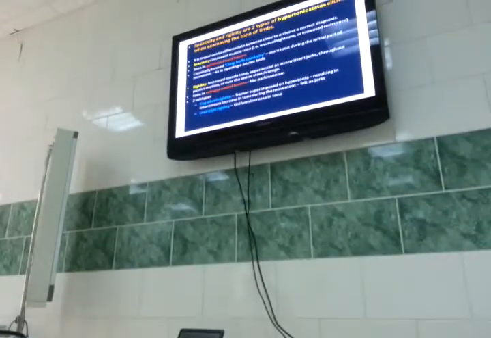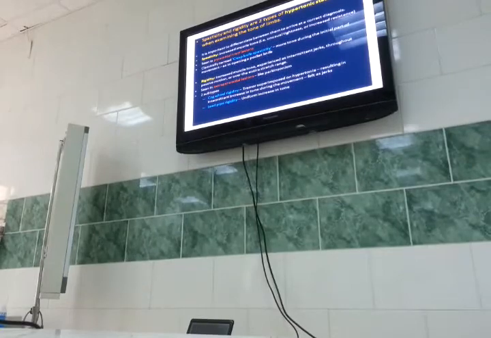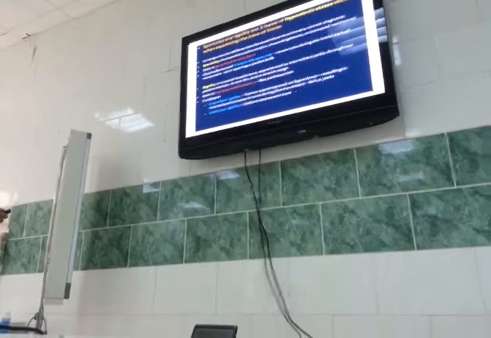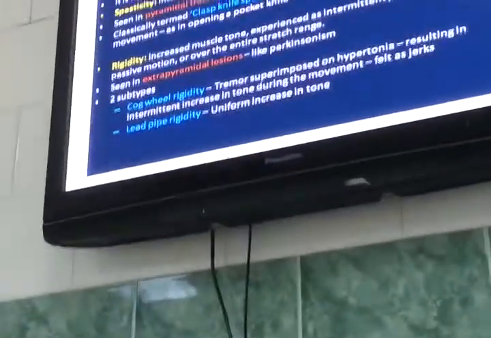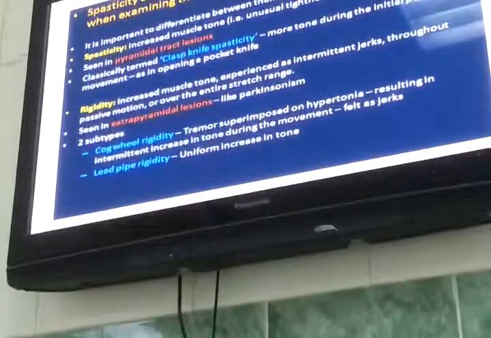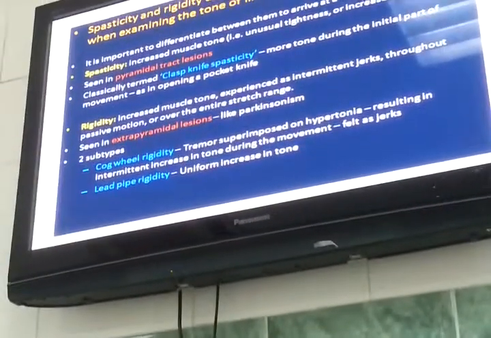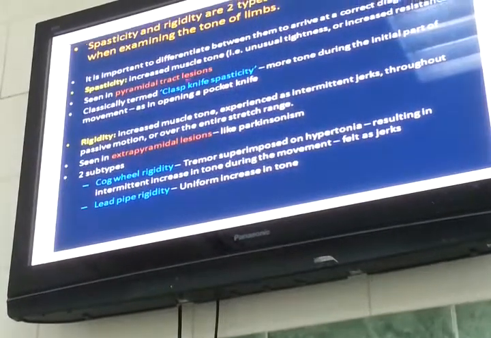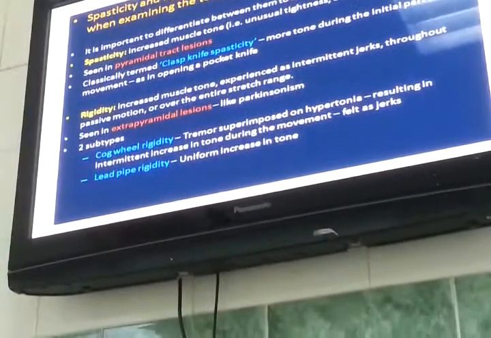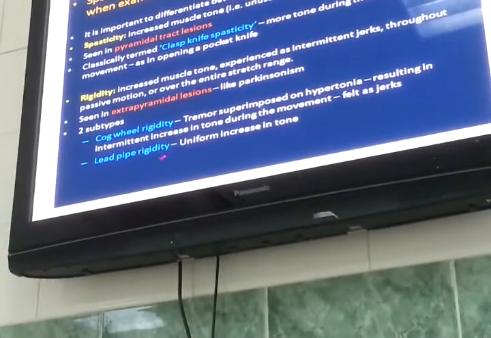Now rigidity. Rigidity is again increased tone, hypertonia. There are two types of rigidity. One is called cogwheel rigidity, the other lead pipe rigidity. So you have to memorize these three terms. First, spasticity and rigidity. Spasticity, one classic example, is increased tone, clasp-knife. And rigidity, two types: cogwheel rigidity and lead pipe rigidity.